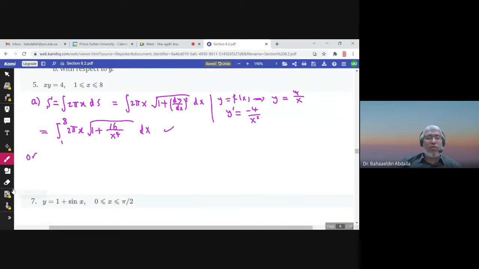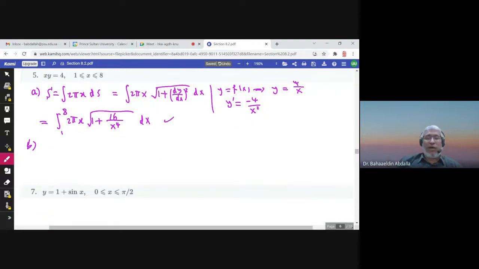Part B here. Part B, he said, now I need the integral with respect to y. So S would be the integral of 2 pi x as usual. It should be x because the rotation is about the y-axis. But the difference would be 1 plus, ds will be written in terms of y. And here I need dx by dy this time to the power 2. And I need x here to be written as a function of y.